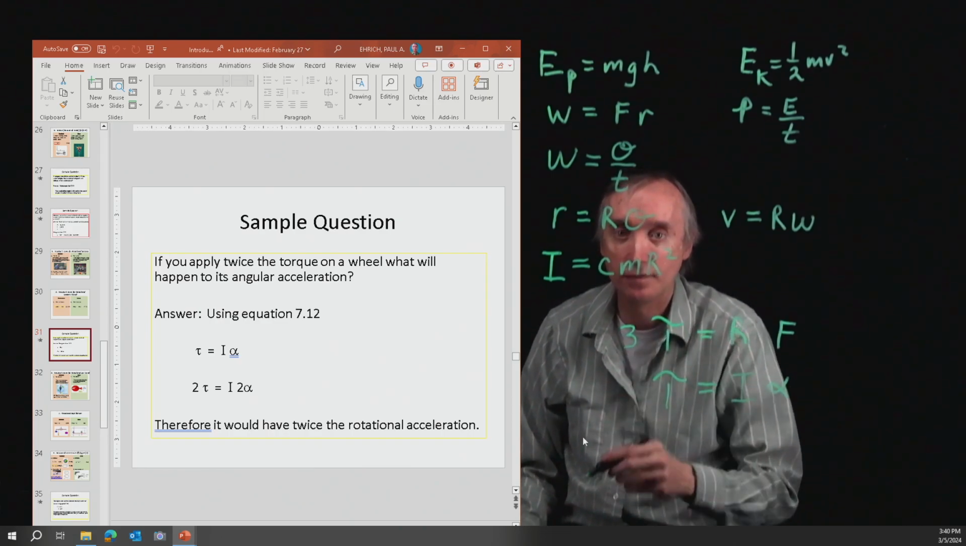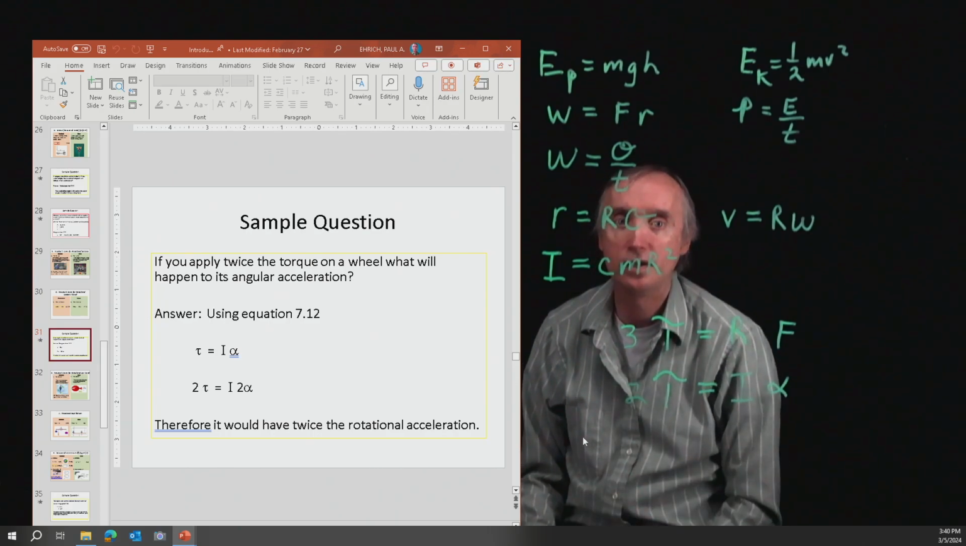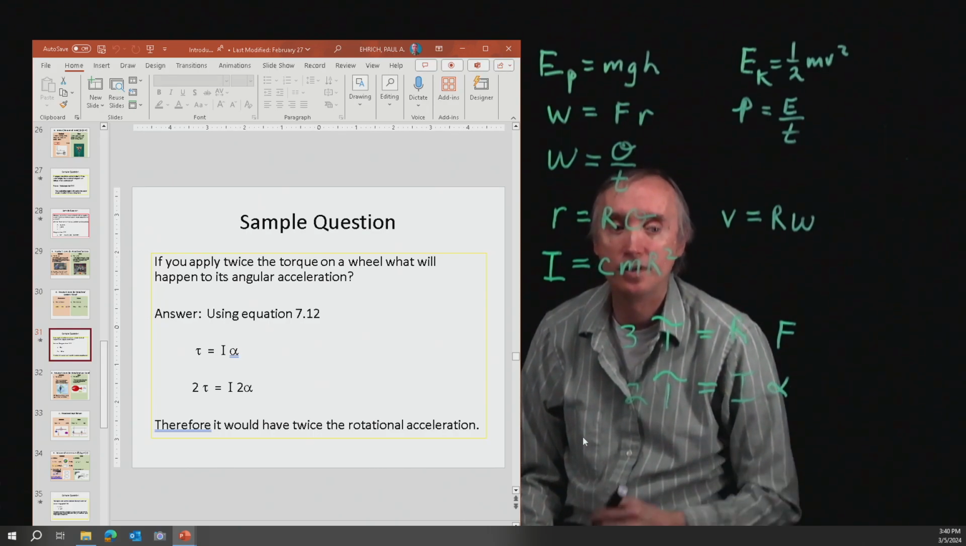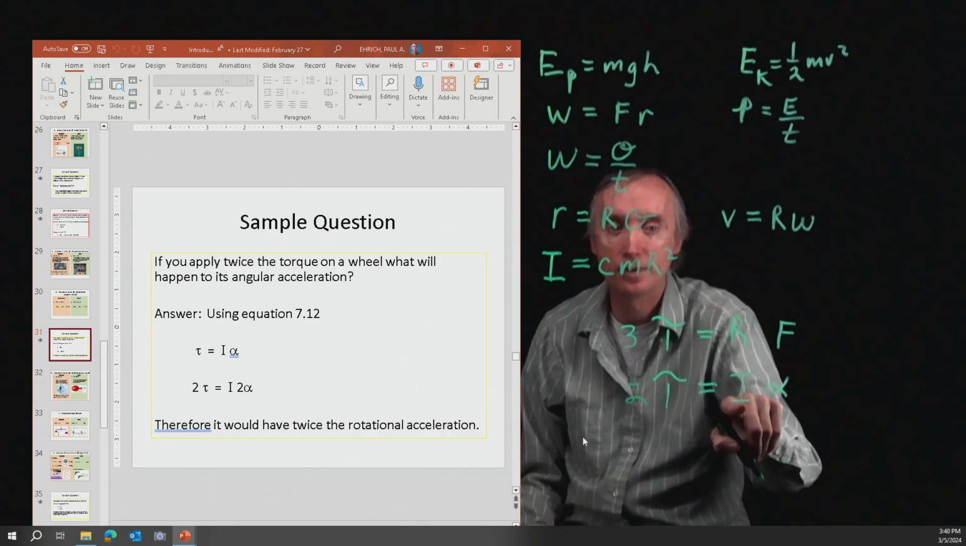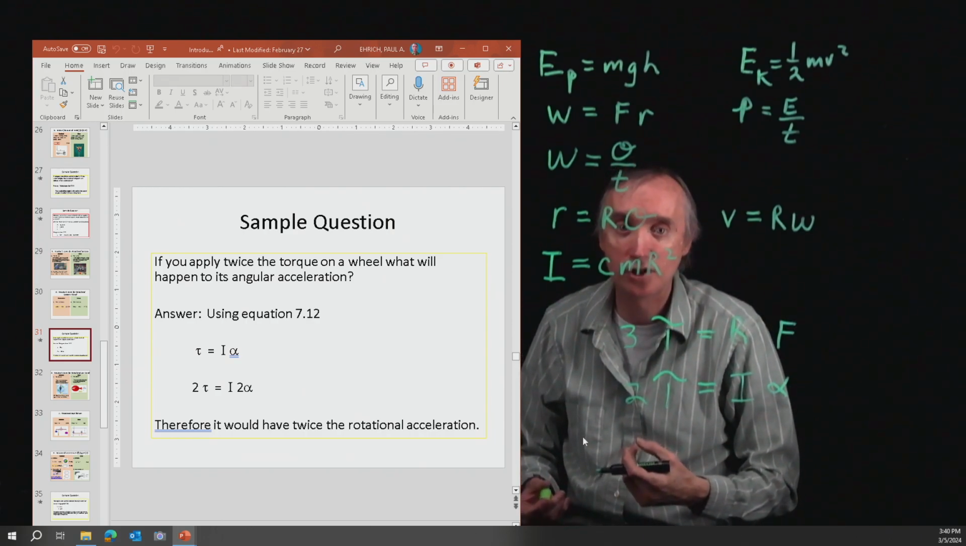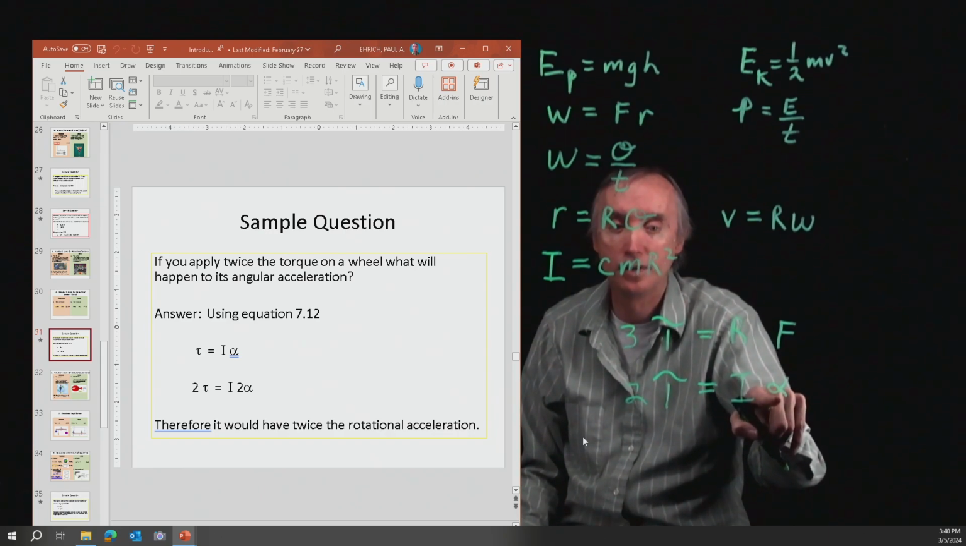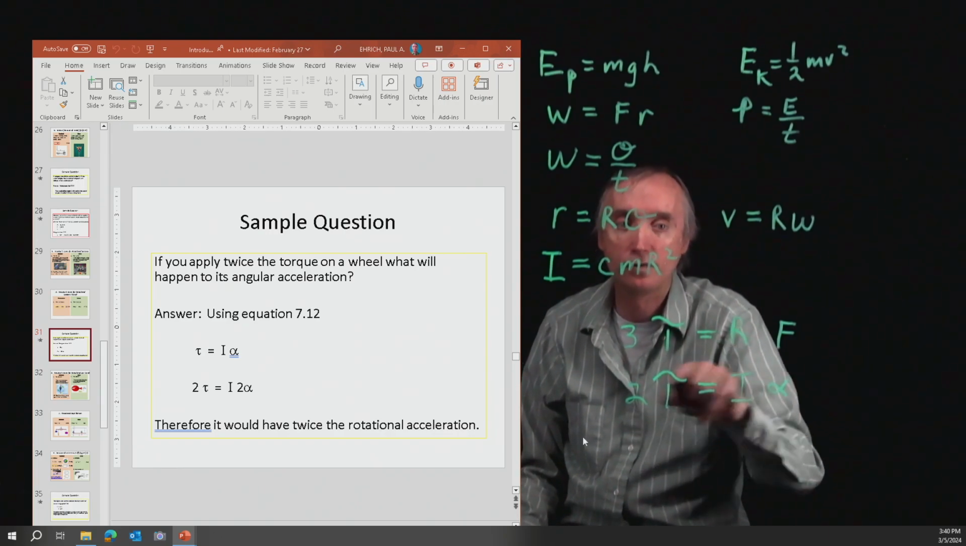It says that if we apply twice the torque, so 2 times the tau, what will happen to the acceleration? Nothing's happening to the I, because the I depends on the object, and we didn't change the object. So therefore, it has to happen to this thing. If this is 2, this side over here has to be 2.